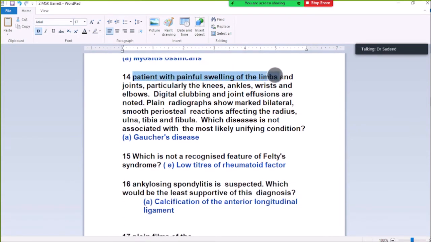14. Pain and swelling of the limbs and joints, particularly knees, ankles, wrists, and elbows. Usual clubbing and joint fusion are noted. Plain film shows marked bilateral smooth periosteal reaction affecting the radius, ulna, tibia, and fibula, which is not associated with Gaucher's disease. Now, this is the diagnosis. Question number 14.